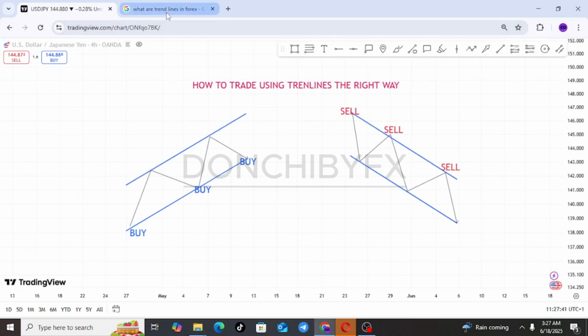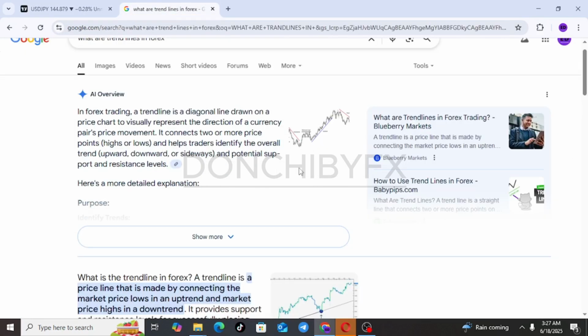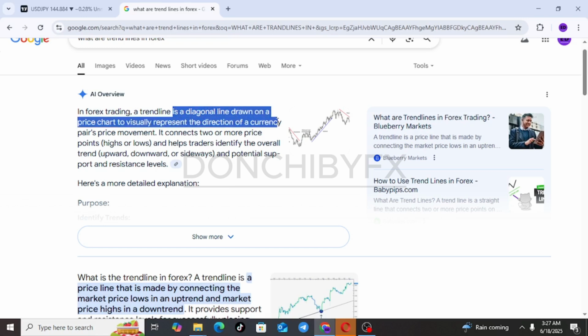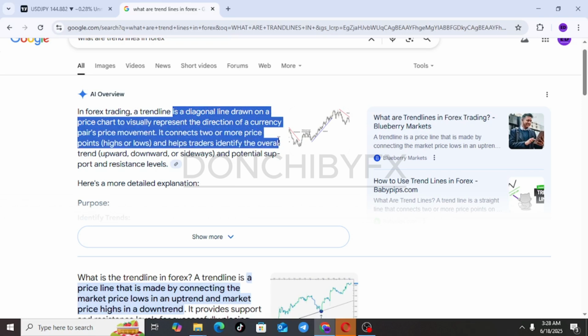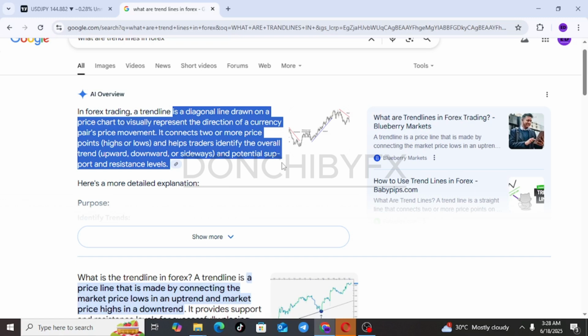If you come to this Google search and search what is a trend line, it is a diagonal line that is drawn on a price chart to visually represent the direction of the currency pair movement. It connects two or more price points, the highs and the lows, and helps traders identify the overall trend, that is either the uptrend or downtrend or sideways, and potential support and resistance levels. So these are things you need to understand.